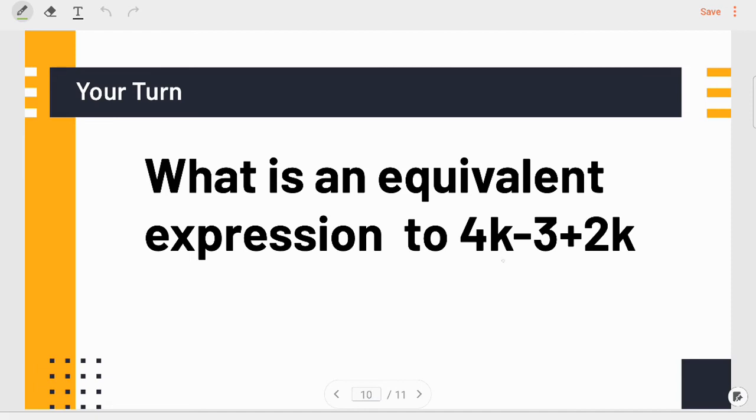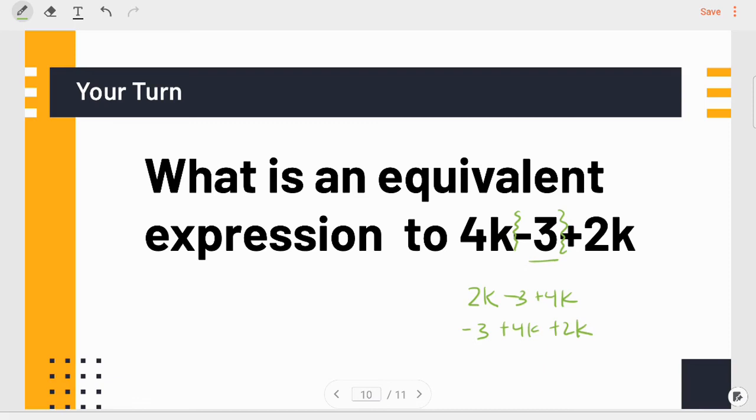All right, I could just reorder them. So maybe I would want to go from last to beginning. So first I need to know what terms I have. 4k, -3, and +2k. So let's just reorder them last to beginning. 2k minus 3 plus 4k. Or I could start with the middle term. -3 plus 4k plus 2k. And I could rearrange these in any order.